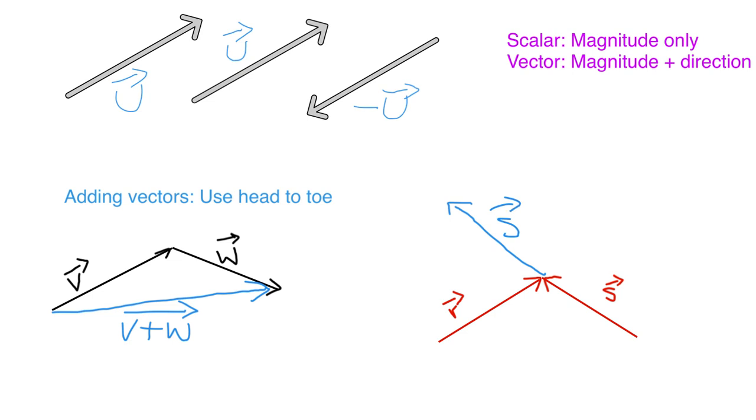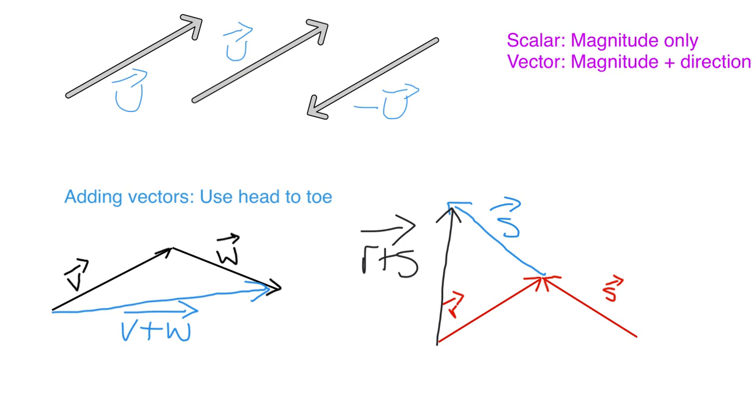So now that I have head to toe, I can easily draw R plus S. It'll be the vector that goes from the toe of R up to the head of S. So this will be the vector R plus S. Once again, put the little arrow on top to indicate it's a vector.